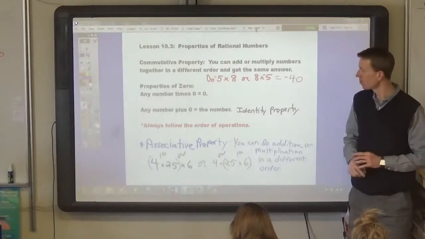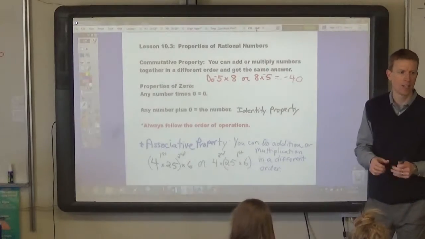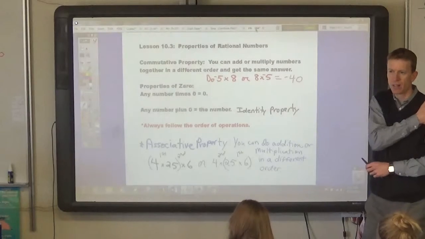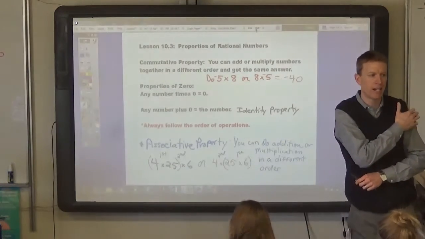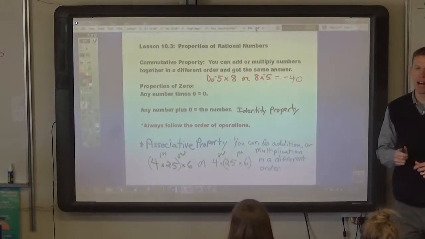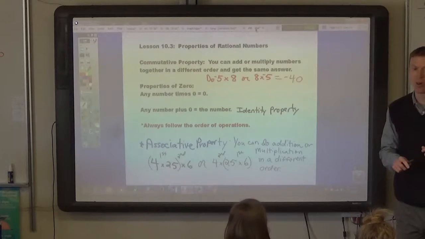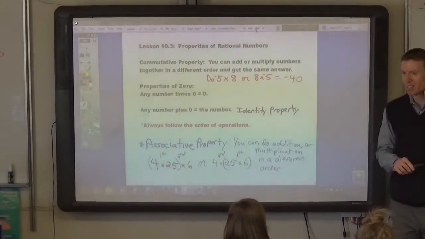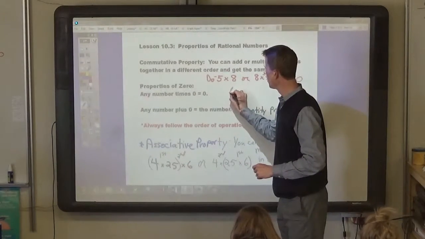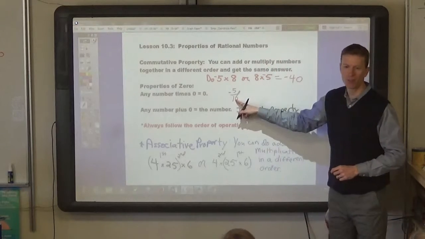Does it work for division? No. What is 10 divided by negative 5? Negative 2. What's negative 5 divided by 10? Negative 0... well, you can have negative 0 because it's neutral. No. Negative 5 over 10. What's negative 5 over 10?